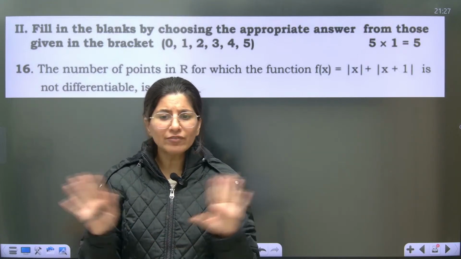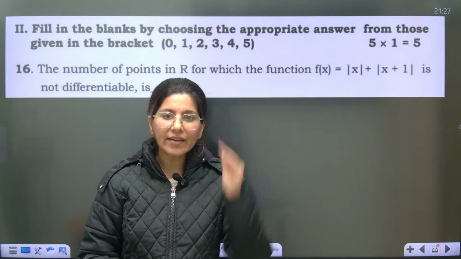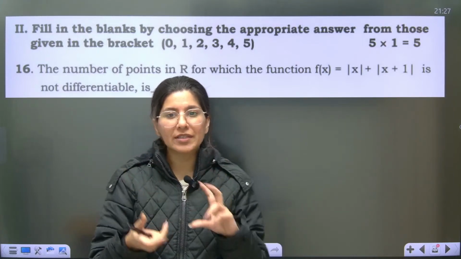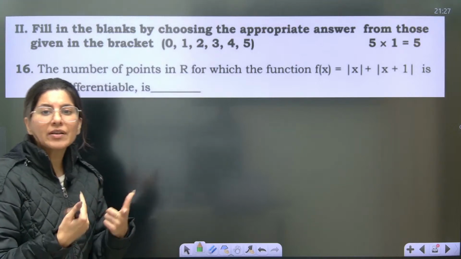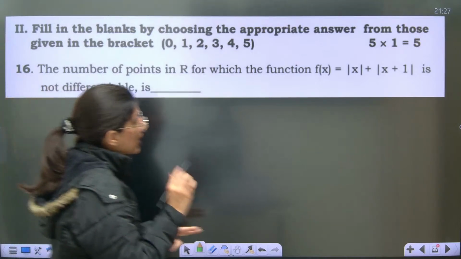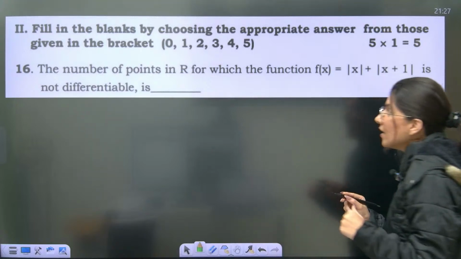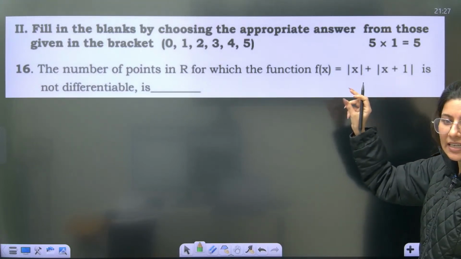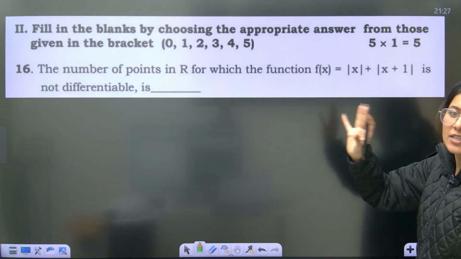Now, I am not a fool. I will not be able to check at every particular point. I want at least the doubtful points. What are the doubtful points? We call them critical points. Critical points as far as this function is concerned will be when x is 0 and when x is -1. Basically, we want when the modulus is becoming 0.